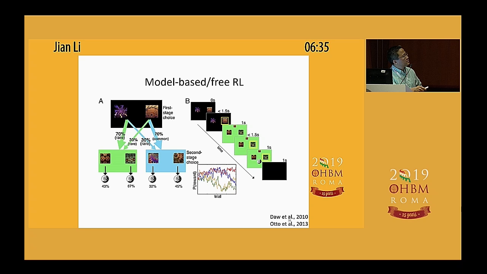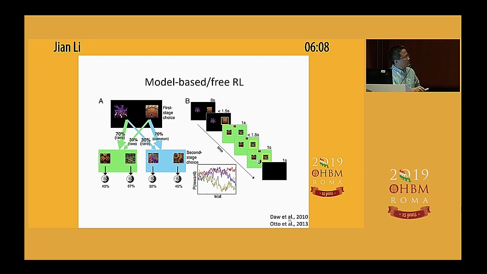At the early stage, or stage 1, you have two cues on the screen. By choosing one of the cues, that cue will lead you to one of two states. Most of the time, it will lead to the green state. 30% of the time, if you choose the cue on the left, it will lead you to the other state, the blue state. Vice versa for the option on the right side of the screen.